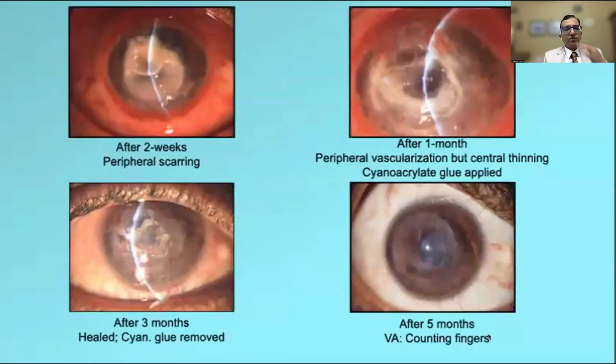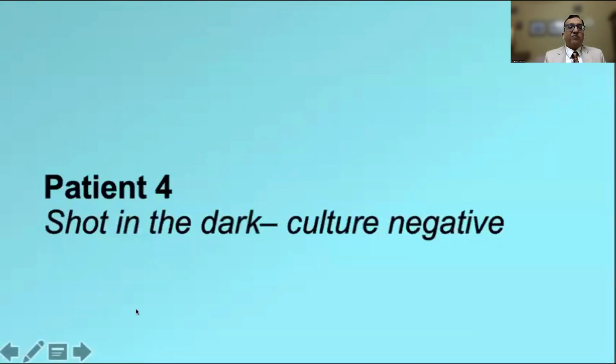And with this treatment, yes, as you can see, over the period of the next 4 to 5 months, the ulcer slowly started responding. And at 1 month, there was central thinning, so we had to use cyanoacrylate adhesive and bandage contact lens to prevent it from perforating. But the ulcer responded, and you can see that we had a very good outcome at 5 months. So that was about Pythium, and we still find Pythium to be a challenging infection to treat.